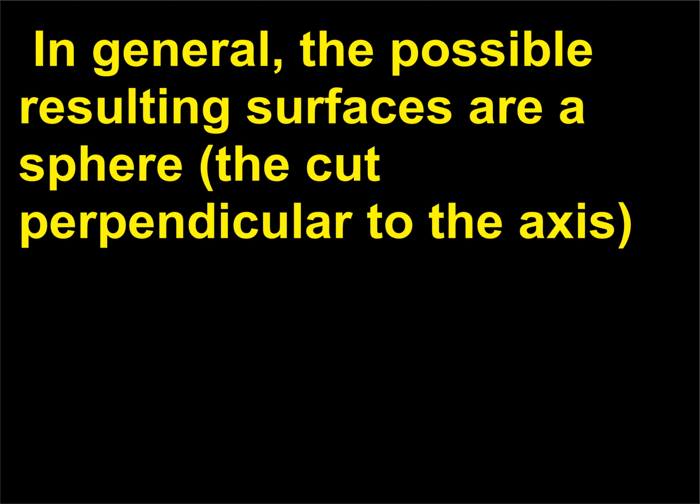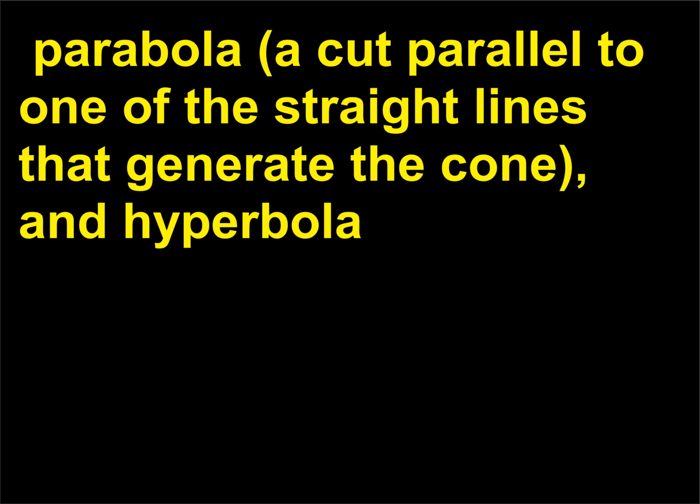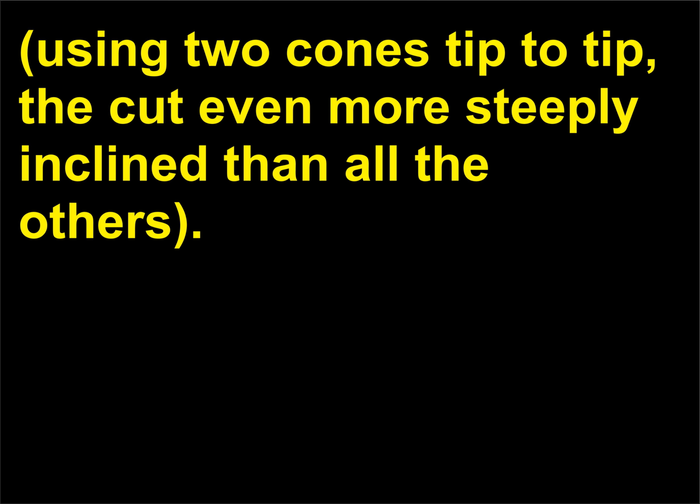In general, the possible resulting surfaces are a circle, the cut perpendicular to the axis, ellipse, or the circle as a special case, a cut moderately inclined to the axis, parabola, a cut parallel to one of the straight lines that generate the cone, and hyperbola, using two cones tip to tip, the cut even more steeply inclined than all the others.